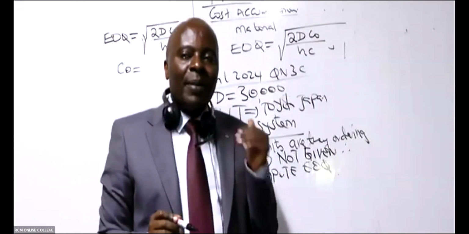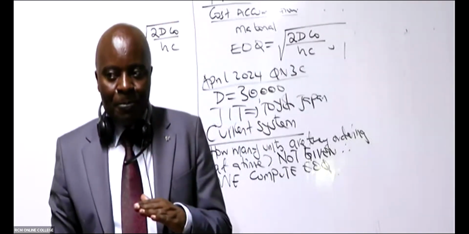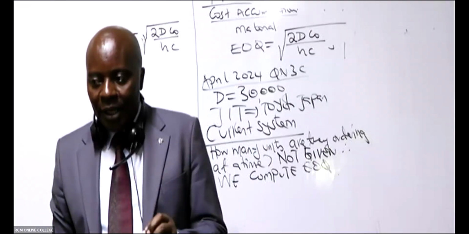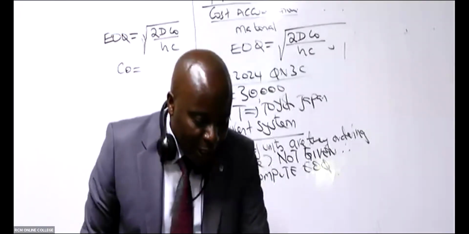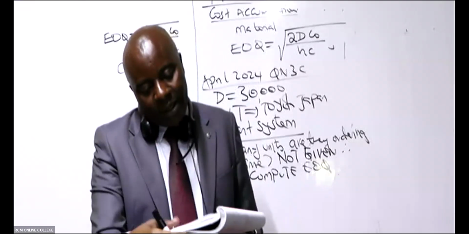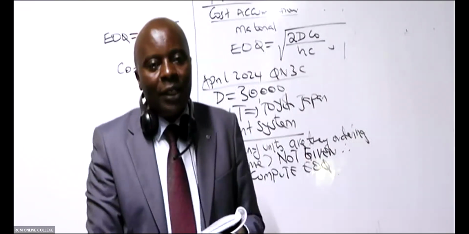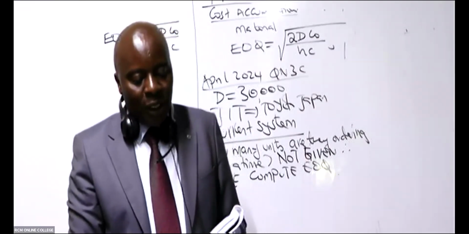For the current system, has this been given? What is the cost of ordering? 960 times. It is 80,000. There is nothing we are multiplying, isn't it? We are told ordering cost per order.